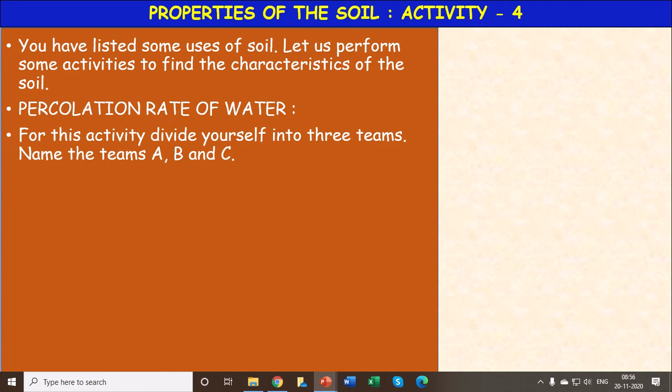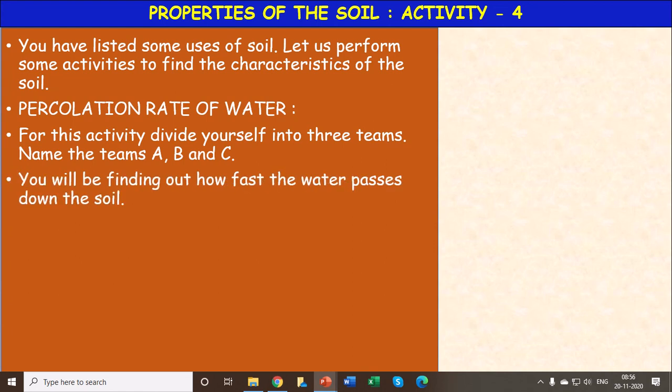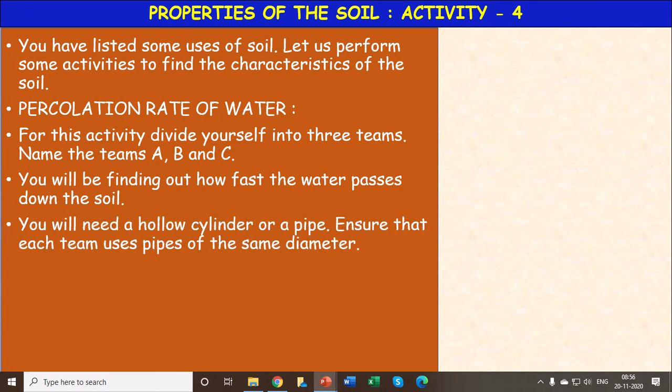For this activity, divide yourself into three groups or teams. Each group is named A, B and C. You will be finding out how fast the water passes down the soil, which means how fast the water seeps into the soil.